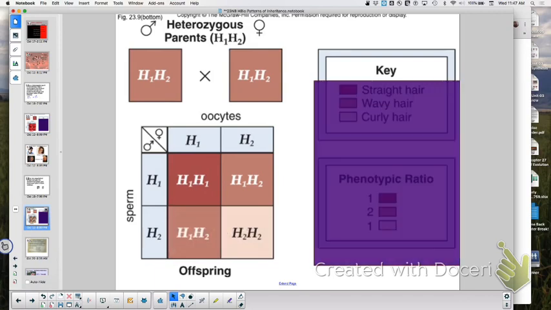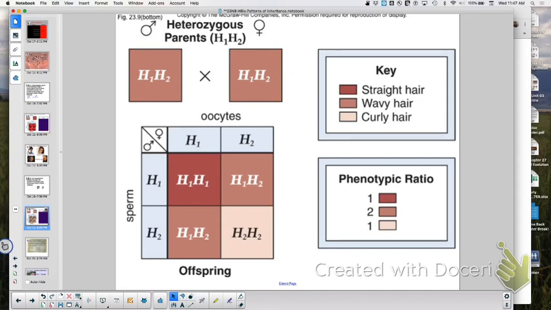And when you're dealing with incomplete dominance, the genotype matches the phenotype. That's because every single genotype has its own phenotype. H1, H1, because nothing's dominant over the other. H1, H1 is straight. The other genotype you can have is H1, H2, but that will always be what? Wavy. And H2, H2 is curly. Every genotype has its own phenotype. That's how you can tell when you're dealing with incomplete dominance. Again, an exception to Mendel's law of dominance, right?